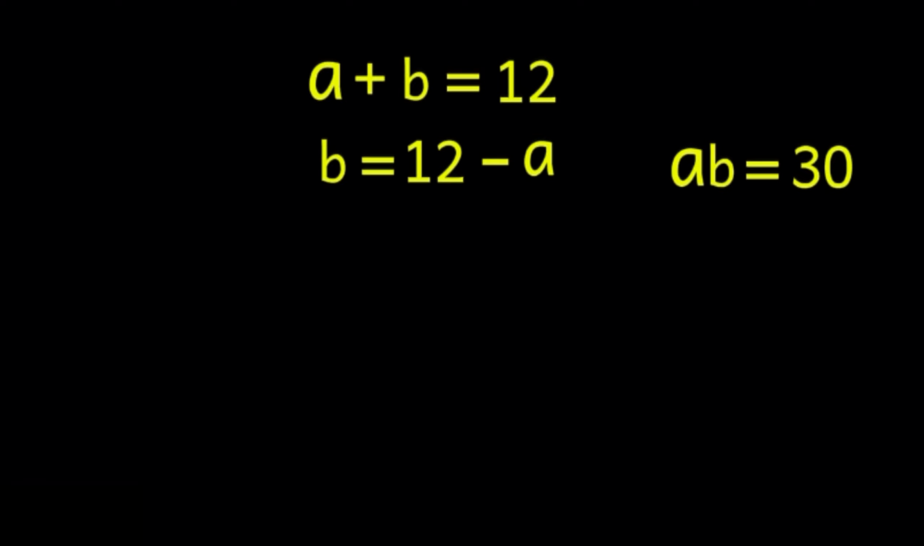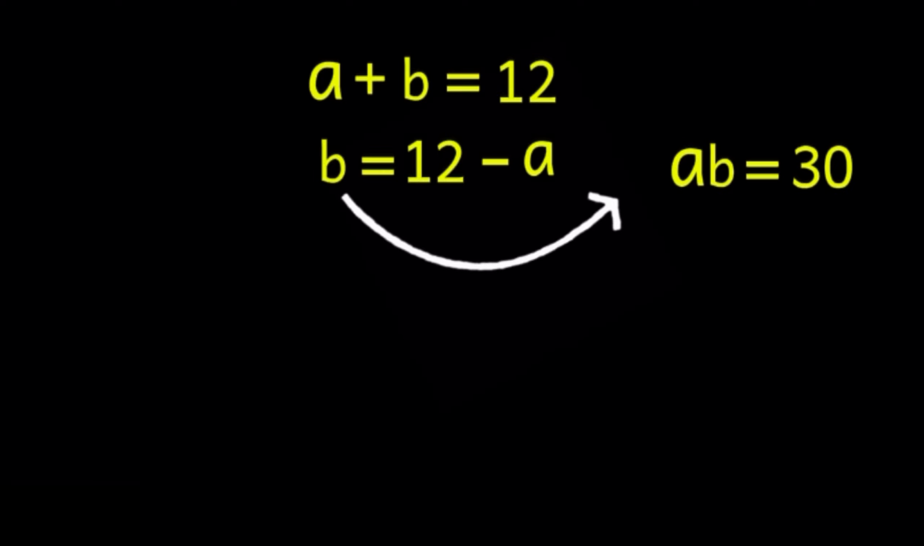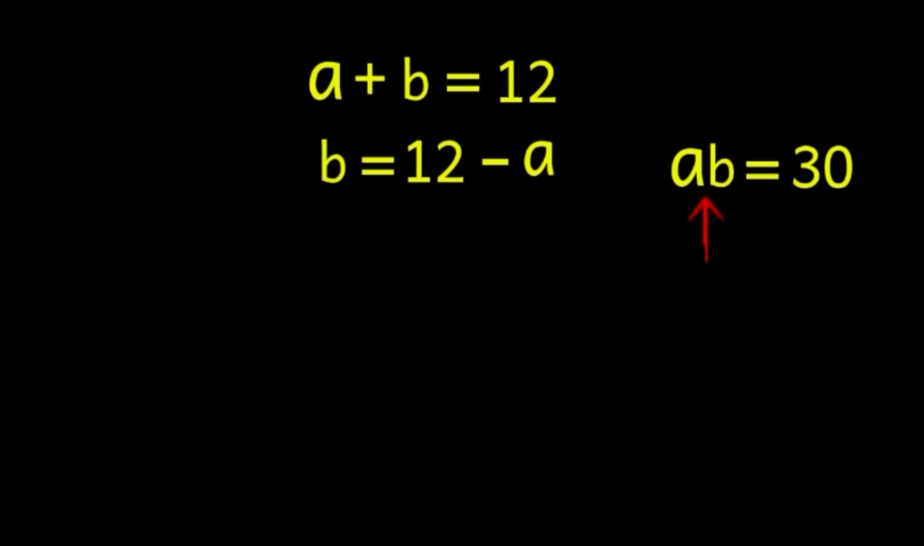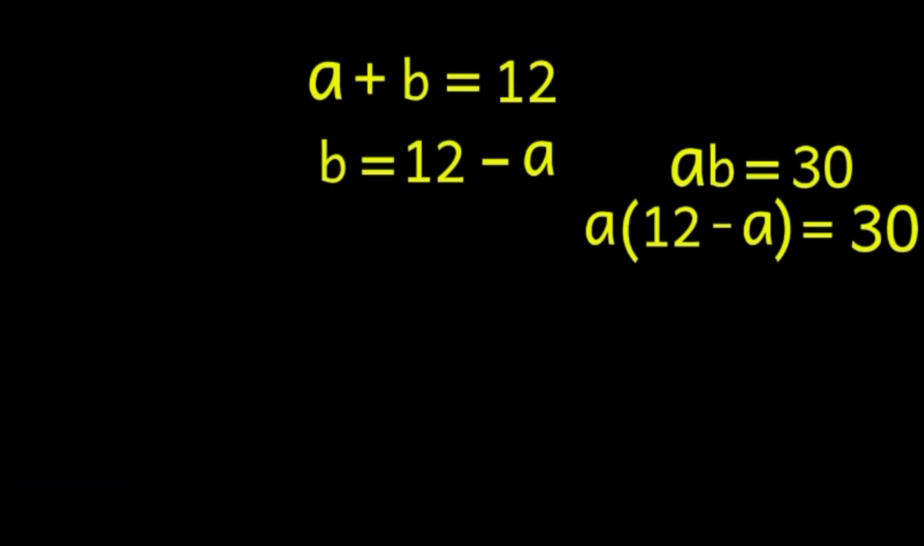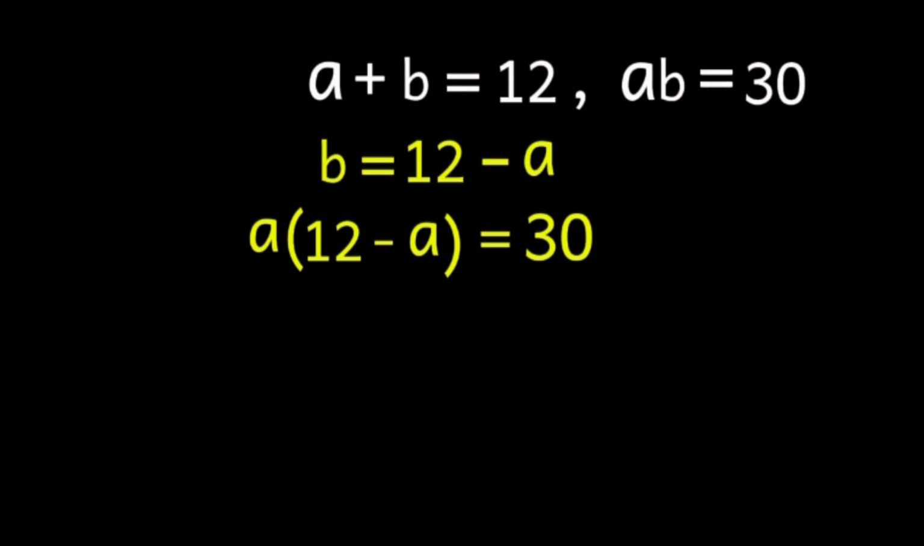Now, this step may look simple, but it is very important because we're going to substitute this into the second equation. So instead of writing a times b equals 30, we now write a times open bracket 12 minus a close bracket equals 30. Now, let's expand this carefully. a times 12 gives us 12a, and a times negative a gives us negative a squared. So we get 12a minus a squared equals 30.